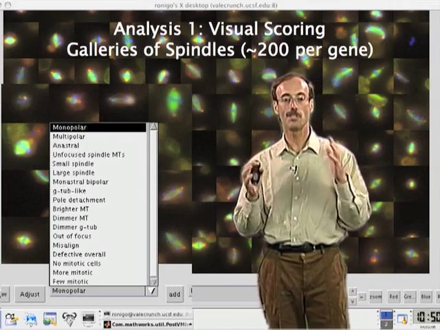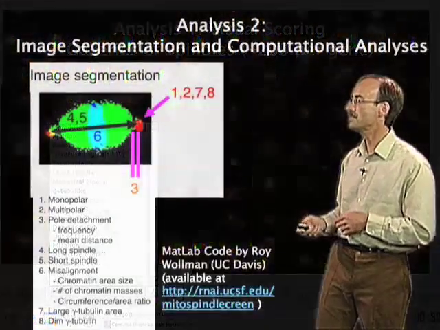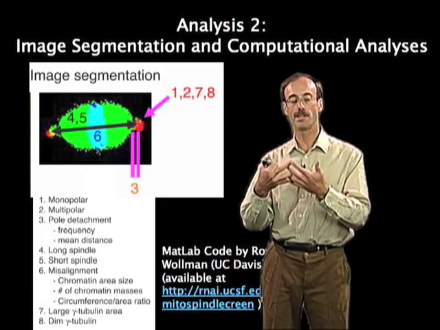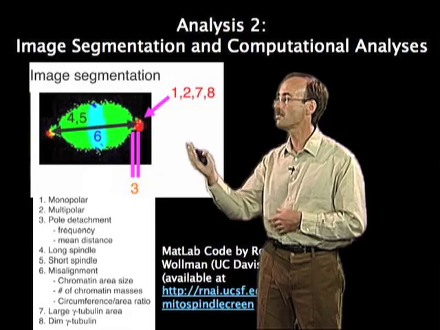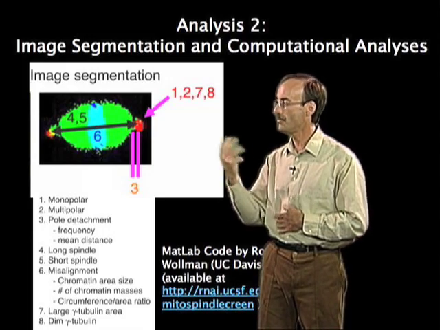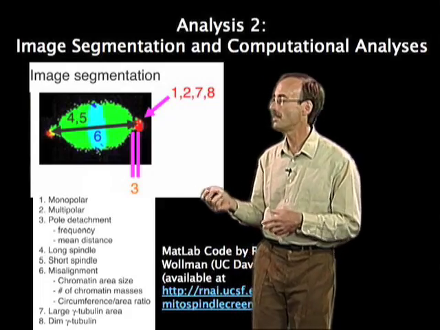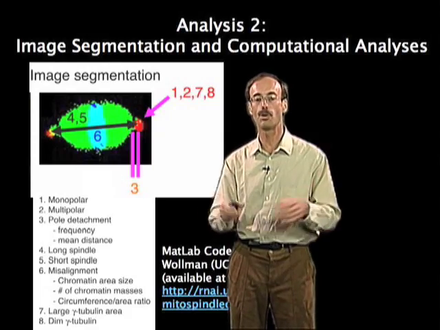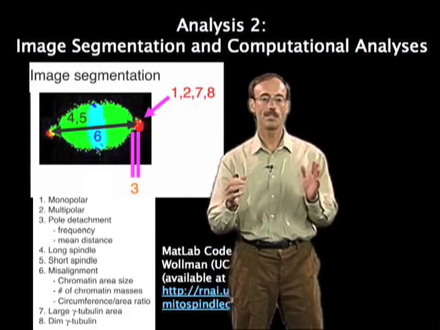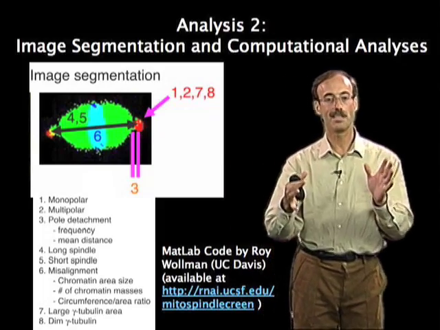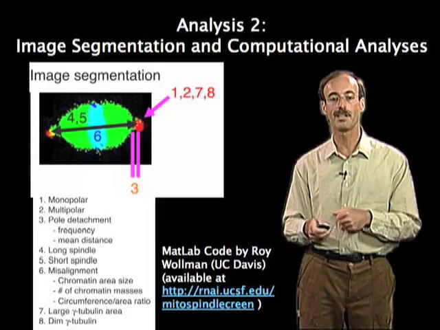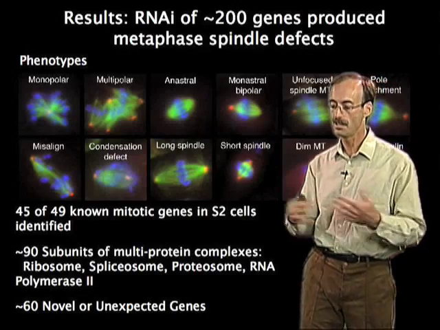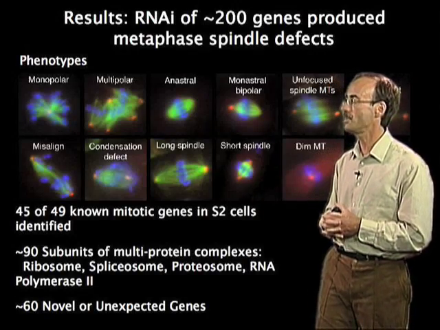In addition to this human-based analysis, Roy also wrote code that would segment the mitotic spindle and then analyze a number of features of the spindle that a computer could analyze, such as the intensity of the stain or the length of the spindle or the number of poles. So the combination of a human looking at the data and a computer analyzing this quantitatively proved to be a very effective way of analyzing a whole genome RNAi screen.